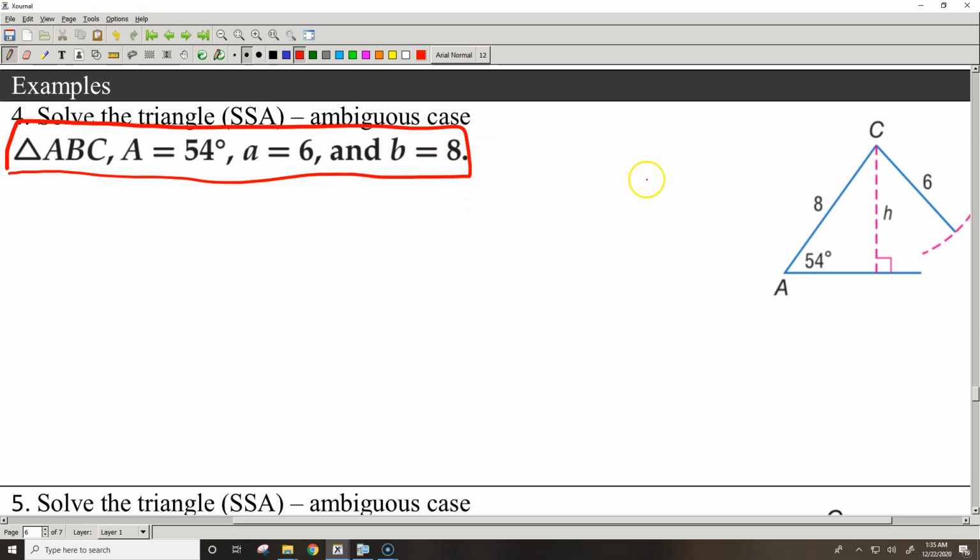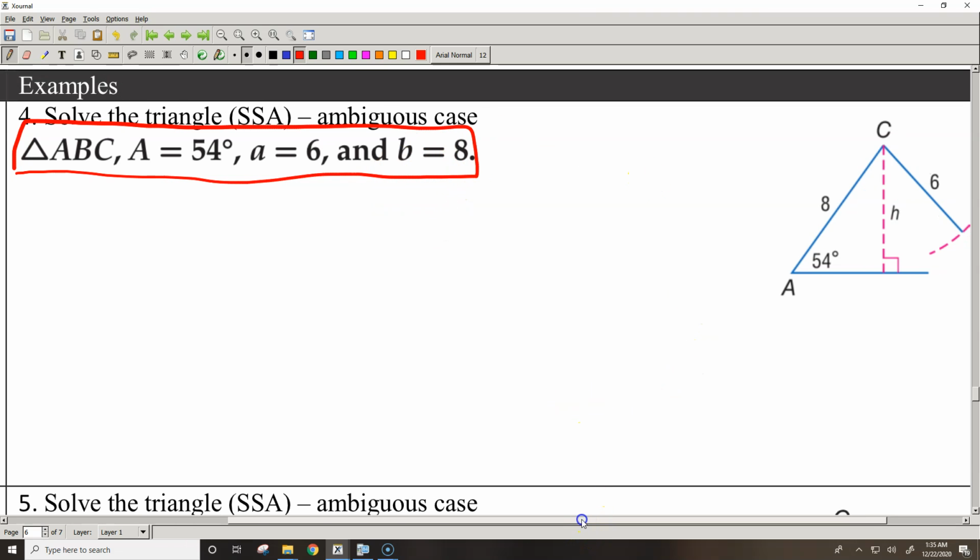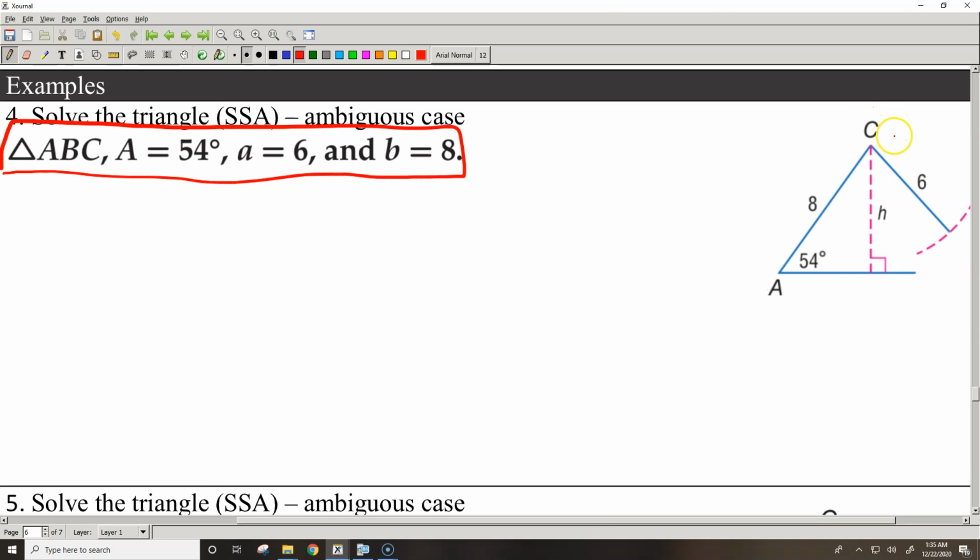So again, you can kind of see the picture over here where we have 54 degrees, we have the side 8, and 6 is going to be too small to actually make a triangle. Now, if we were to calculate the height of this triangle before we even attempted to do this problem, we could know that it's no solution.